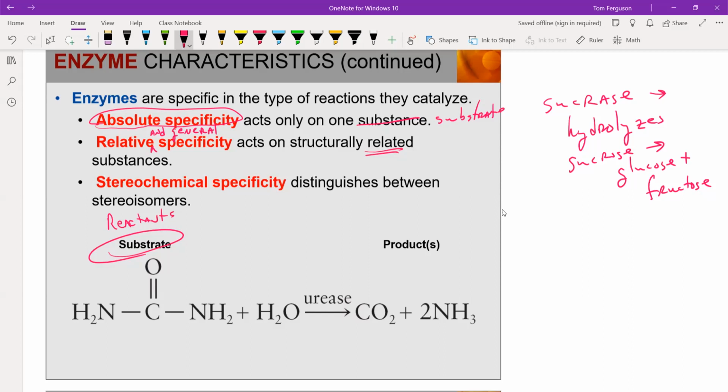And then usually there's some stereochemical specificity. This is a D and L difference.